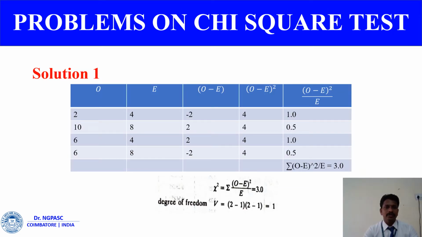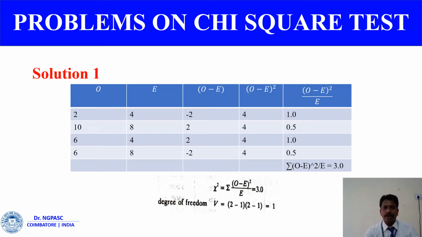Observed frequencies: 2, 10, 6, 6. The expected frequency of 2 is 4. The expected frequency of 10 is 8. The expected frequency of 6 is 4. The expected frequency of 6 is 8.